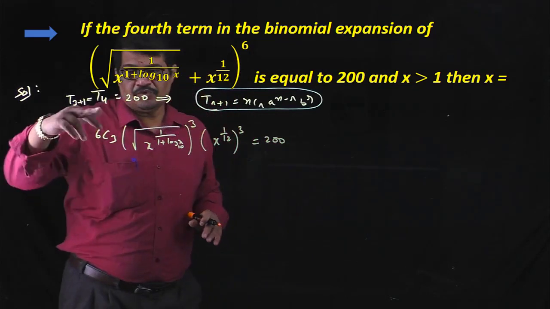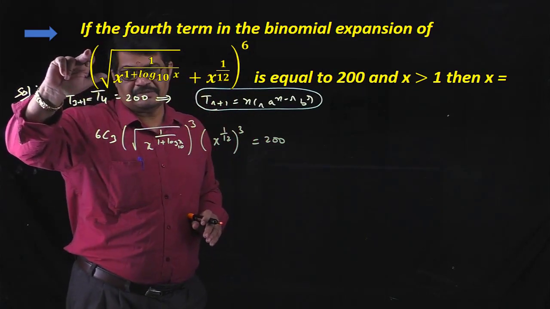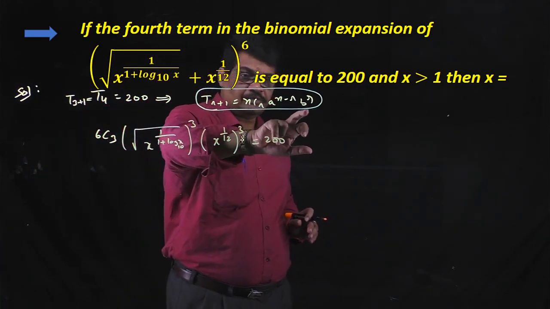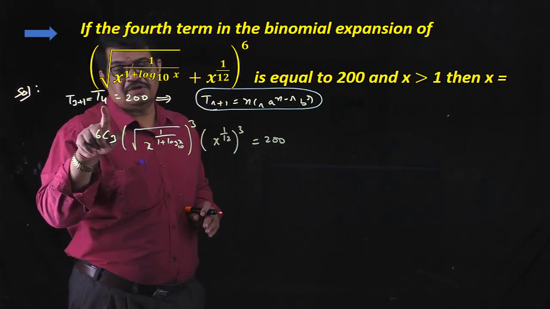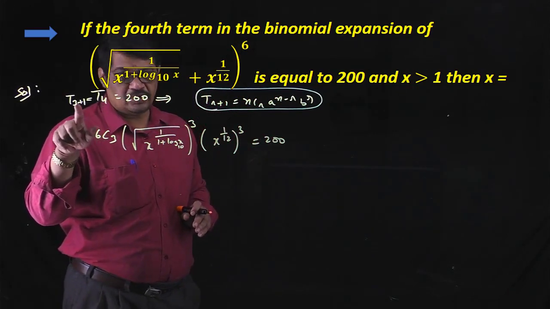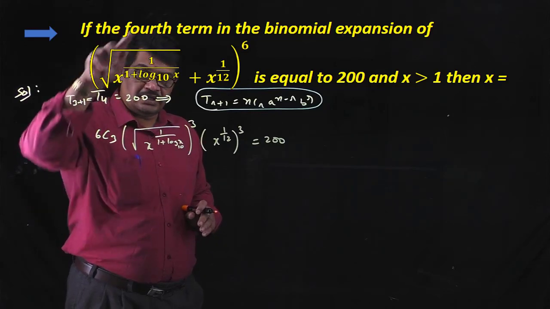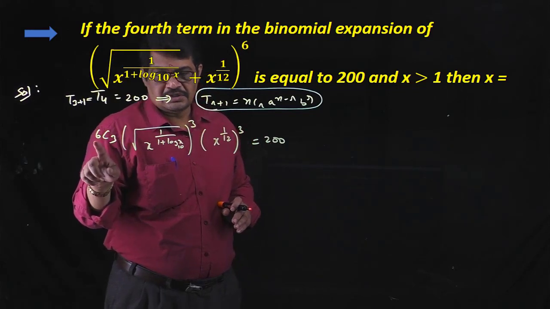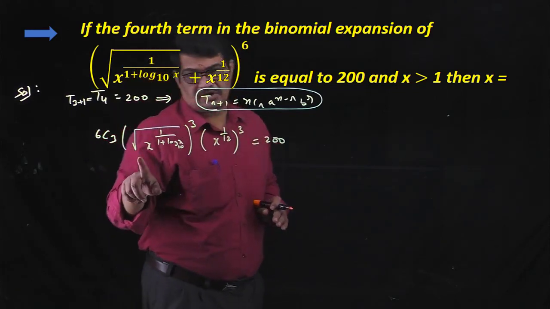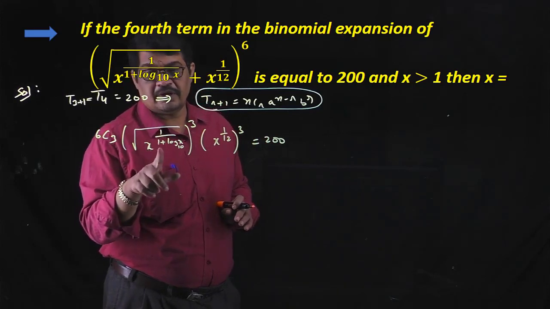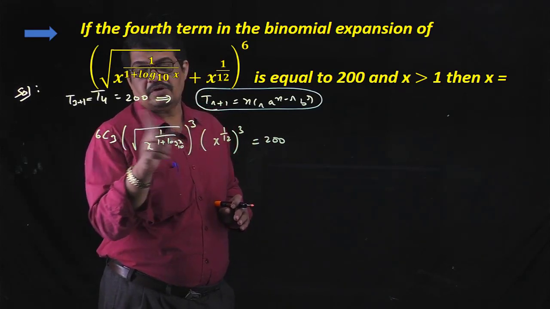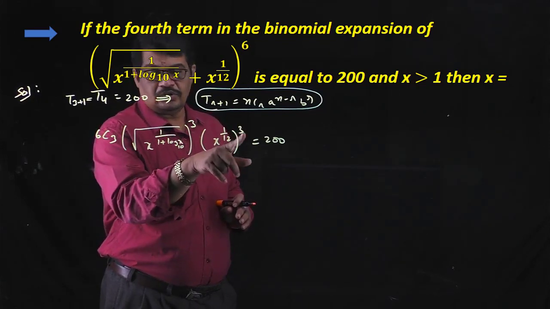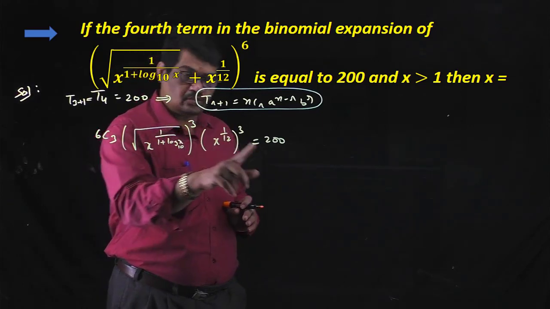So we are writing the fourth term for the given binomial expansion using the general term formula T(r+1) = nCr a^(n-r) b^r. Here we are writing T4, nothing but T(3+1). What is r here? r is 3. Here in the expansion n is equal to 6. So nCr, that is 6C3, into the first term, √x^(1/(1+log x base 10)) to the power of 6 minus 3, that is 3, into the second term x^(1/12) whole to the power of r, here 3, is equal to 200.